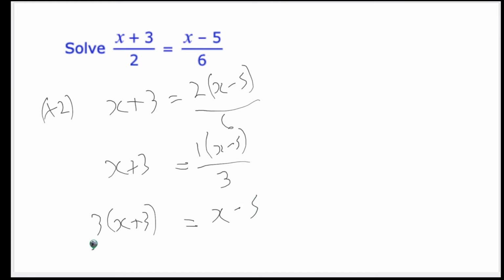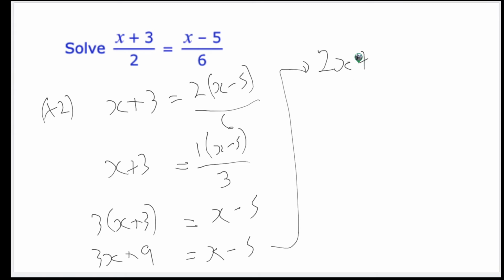Removing the brackets, 3x plus 9 is equal to x minus 5. Move around here. X and 3x, x is smaller, so I'm going to take x to the left hand side. It means take away x, plus 9, so I'm left with minus 5. How do I get rid of plus 9? Well, we take away 9, that's going to give minus 14, so x equals minus 7.